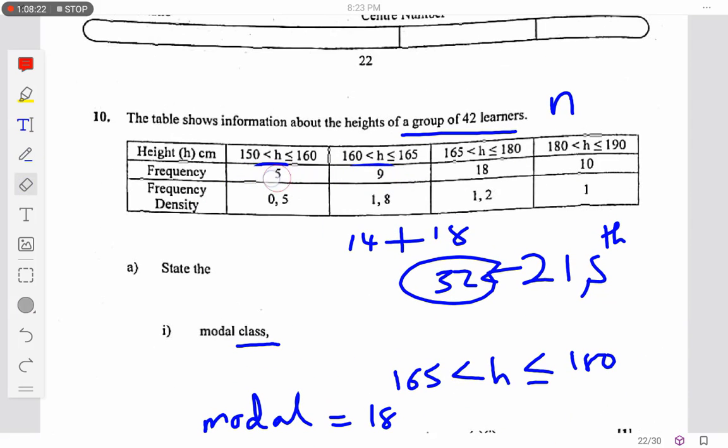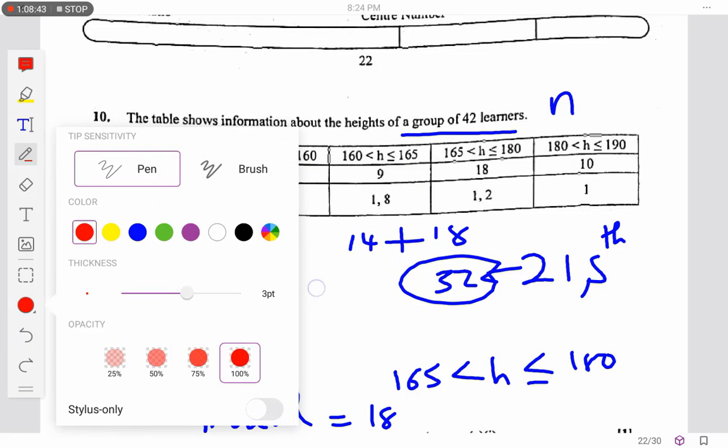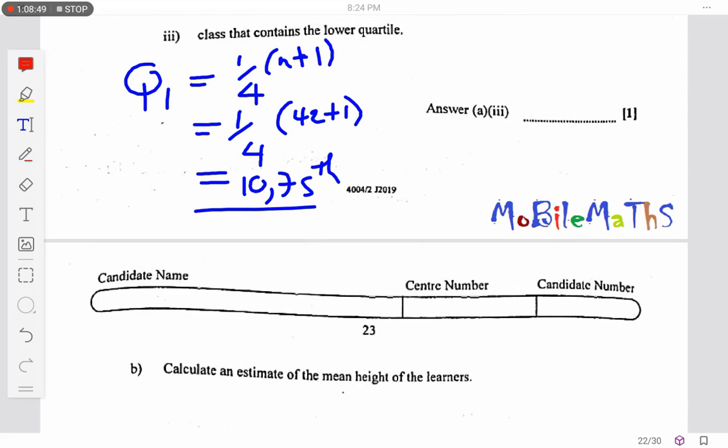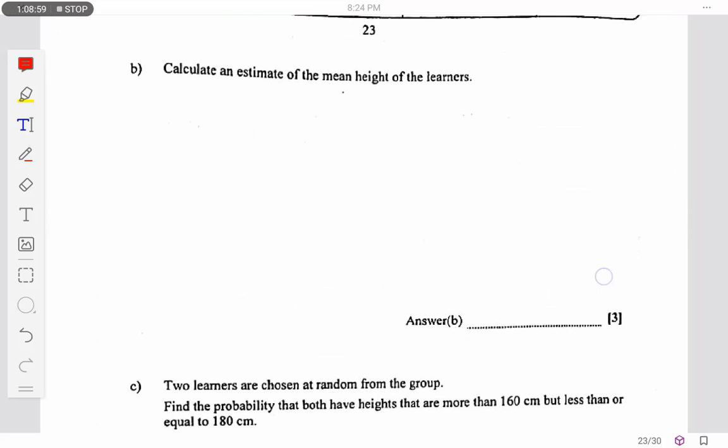If I add 5 plus 9, I'm getting 14. So the 10th is within this. So for this one, you find out it's going to be in this class here. Because they said class, our answer for that one is going to be 160 less than h less than or equal to 165. Let's go to the next one.